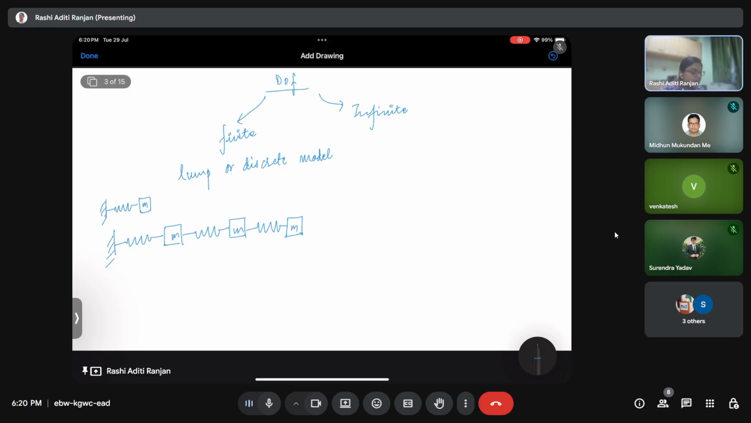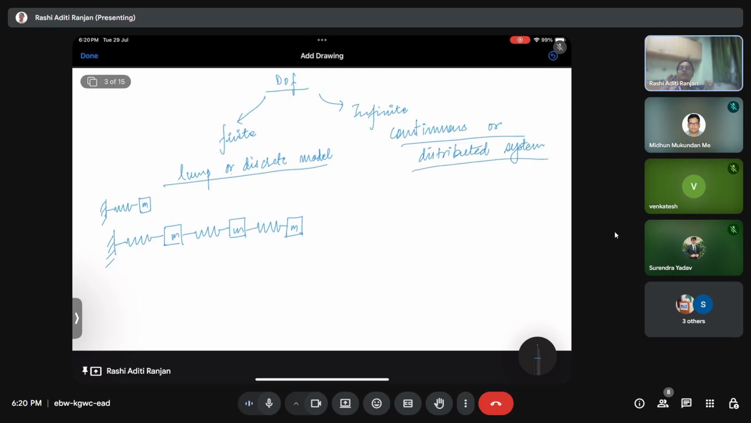But if there are infinite number of degrees of freedom, the system is essentially continuous or distributed system. As you see over here in lump or discrete model, the mass was concentrated at a point, right? But in case of continuous system, the mass is distributed among all the volume of the system. And we generally consider it is distributed uniformly. So it becomes a continuous or distributed system.